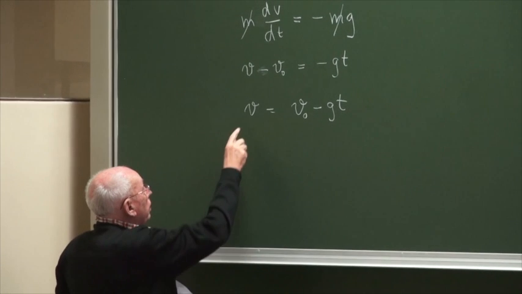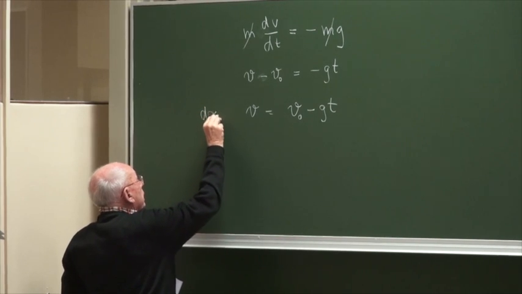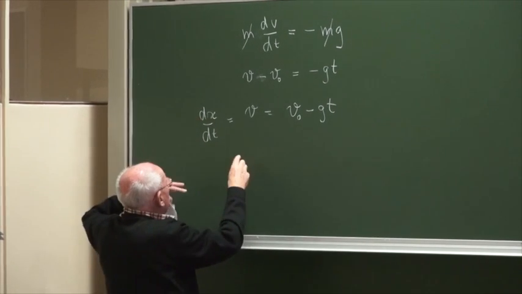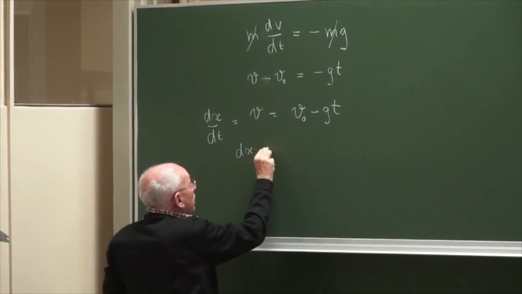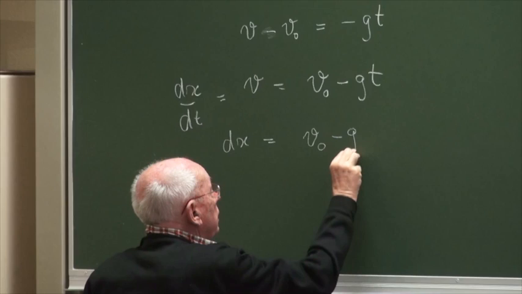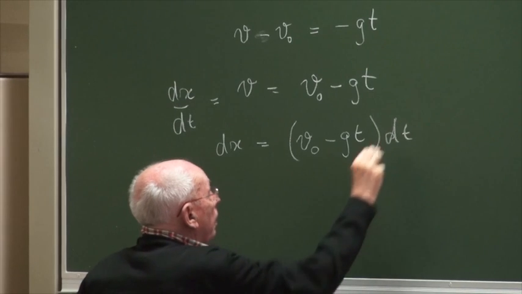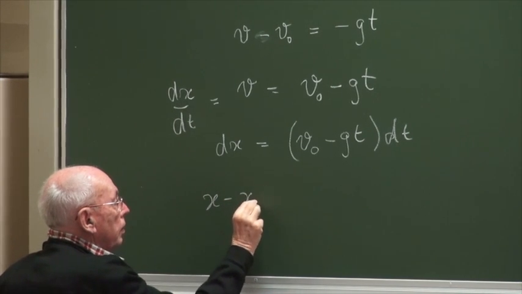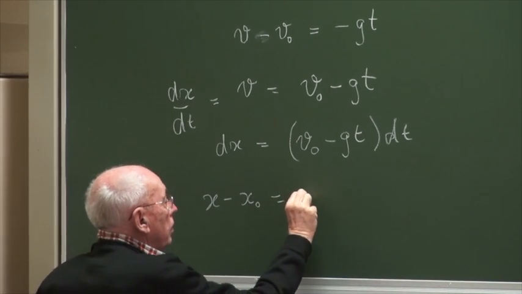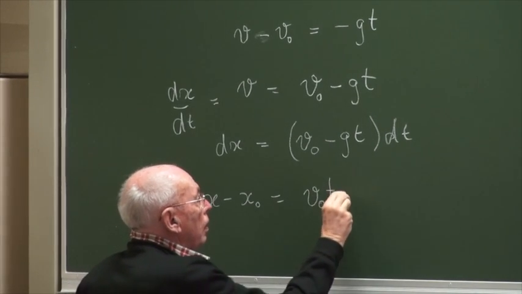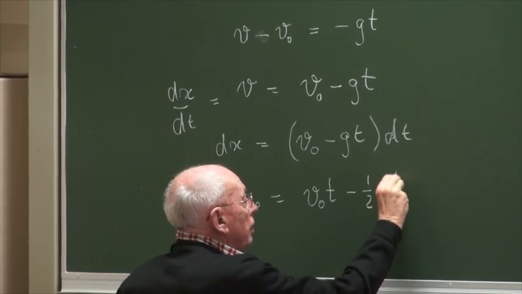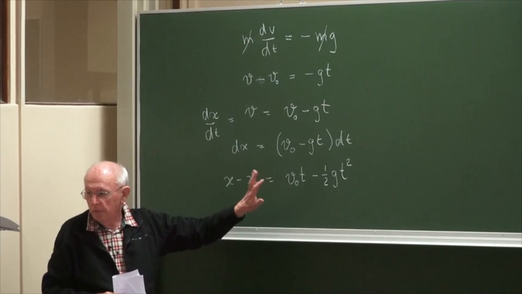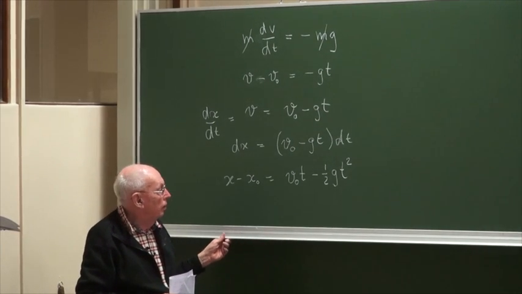And then we can say this thing is actually equal to dx/dt. That means that dx is equal to (v0 minus gt) times dt, and I'm integrating again. Then I get x minus x0 is equal to v0t minus a half gt squared. And this formula you will have learned at school already. That's a formula you know very well, and this is the way we derive it.